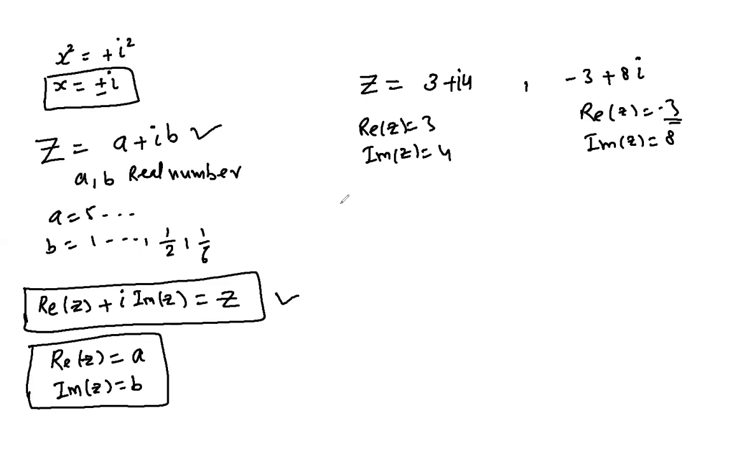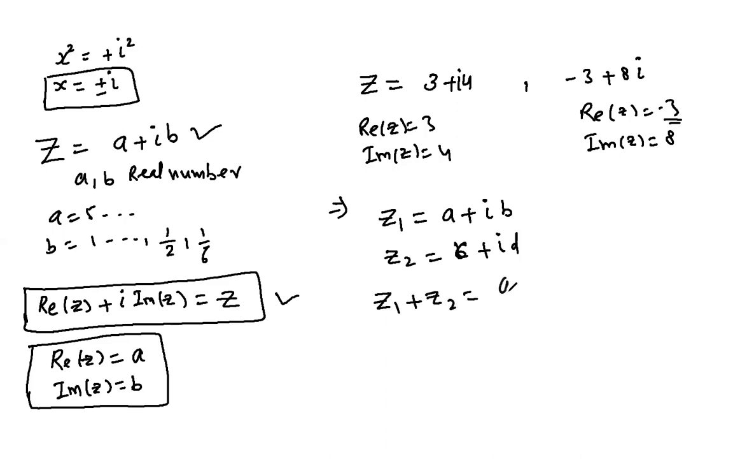Now, how to add two complex numbers? Let's say we have two complex numbers, Z1 equals a plus iota b and Z2 equals c plus iota d. When you are adding the two complex numbers Z1 plus Z2, then on the right hand side it will be a plus iota b for Z1, then the plus sign, and then for Z2, c plus iota d.